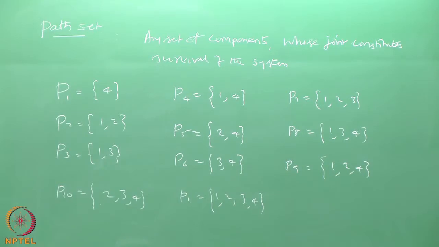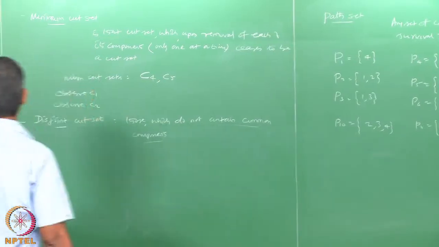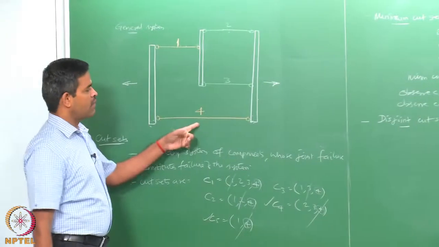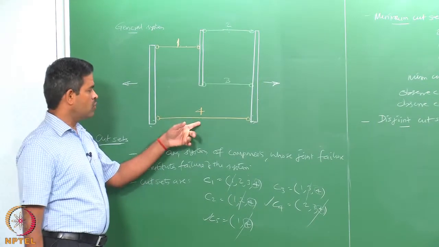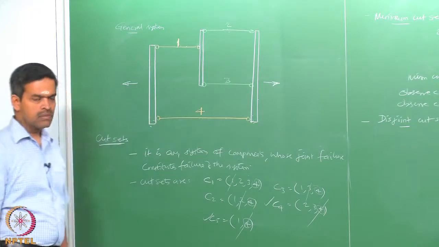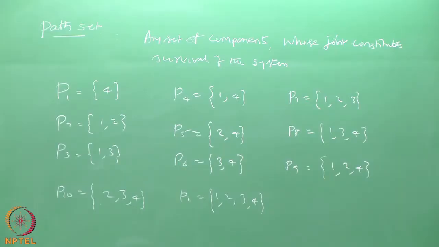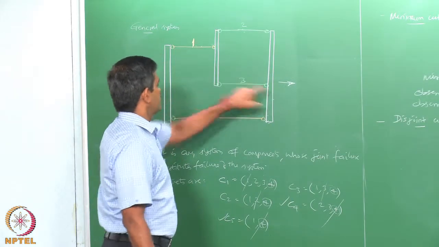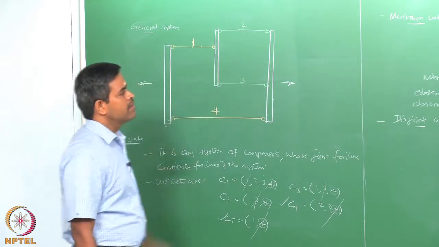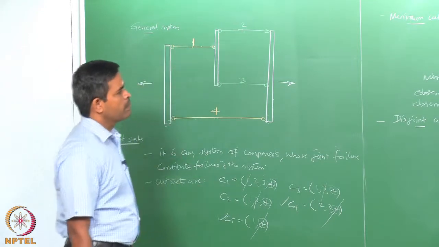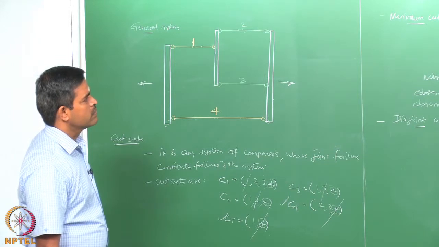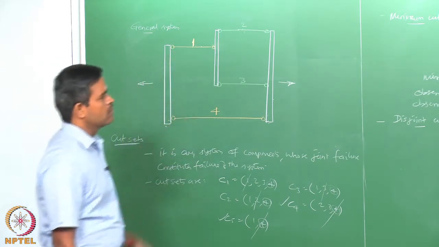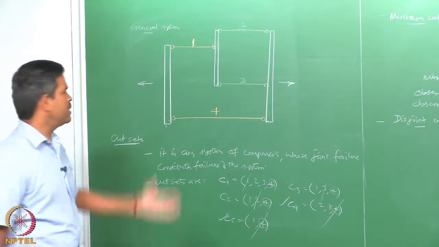So, what is a path set? Path set is any set of components whose joint constitutes survival of the system. Let us take for example P1. P1 is having link 4, which constitutes survival of the whole system. Look at P2, 1 and 2 connected. Look at P3, 1, 2 and 3 connected, maybe redundancy, but connected. P4 is 1 and 4, P5 is 2 and 4. So, you can easily see this.